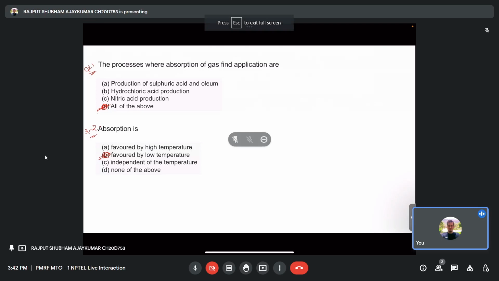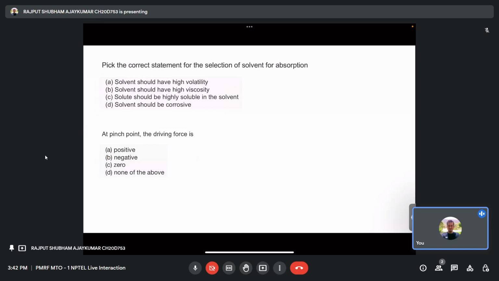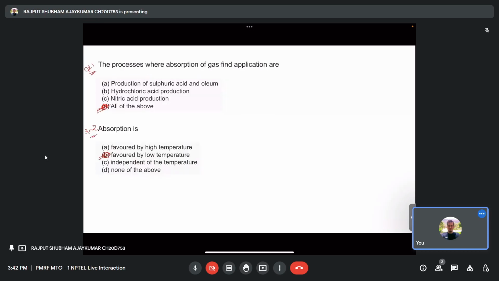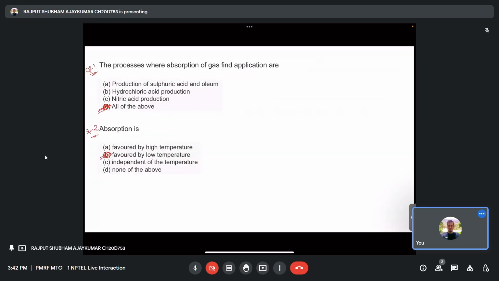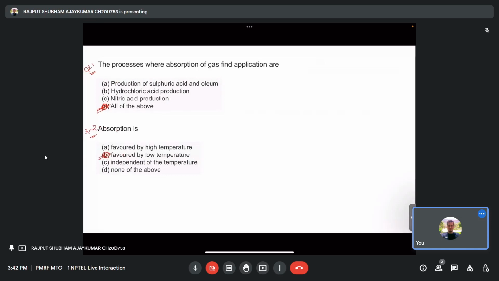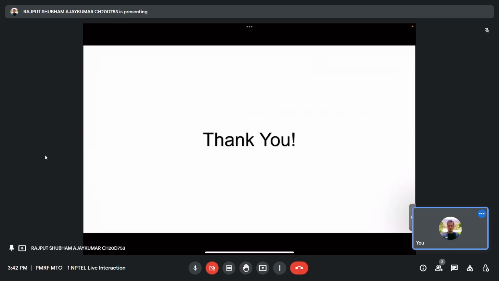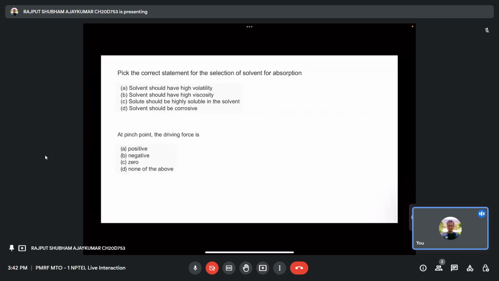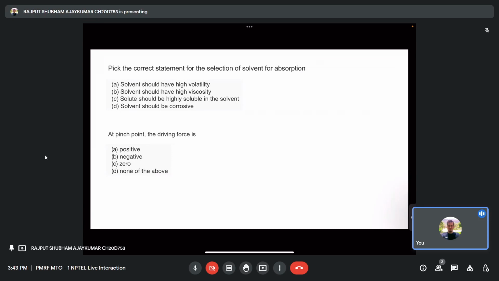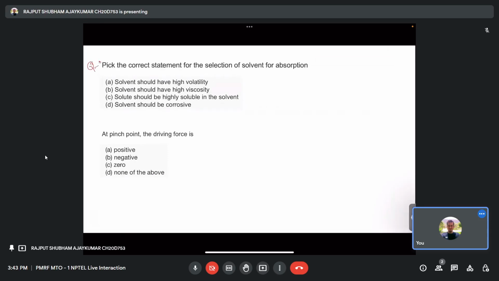Okay, so now the next one. Pick the correct statement for the selection of solvent for absorption. I think you are able to see. Okay, it's lagging. Now it can see. So this is another question, the third and the fourth. Pick the correct statement for the selection of the solvent for absorption.